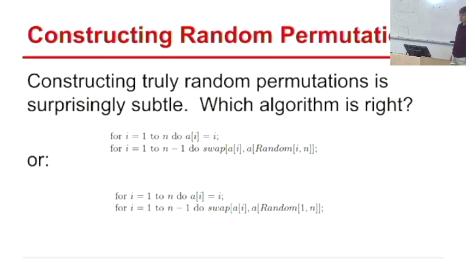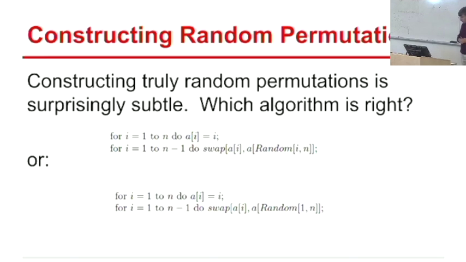Which of these generates random permutations and which one doesn't? Okay, let's take a vote. That's usually the way that you do it. Who says the first one generates the random permutation? Who here says the second one generates the random permutation? Now, how do we tell which is right?